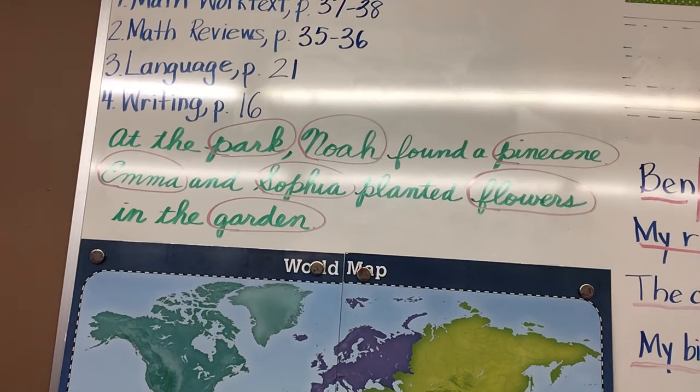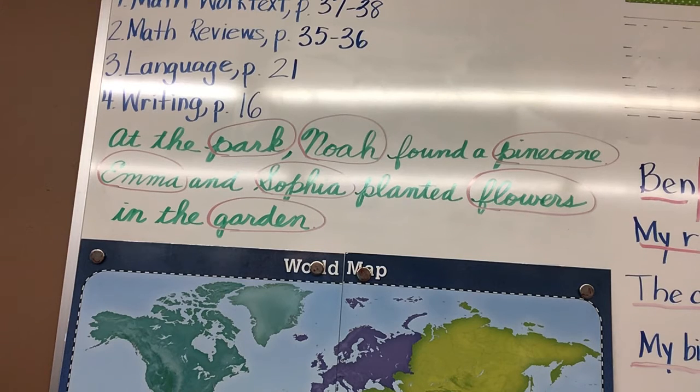Underline it twice. All right, subject for the next sentence. Noah. So underline it once. What's the predicate? Found a handful of pebbles. Very good. Found a handful of pebbles. Moving on to number 4. What's the subject? The small pebbles. So underline the small pebbles once.